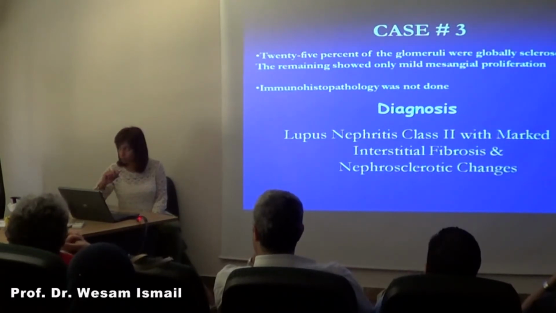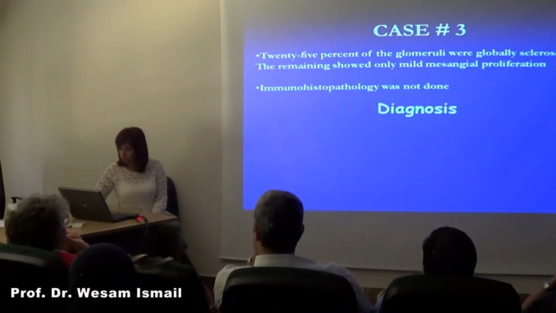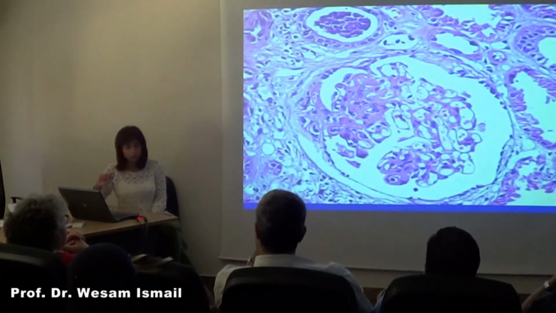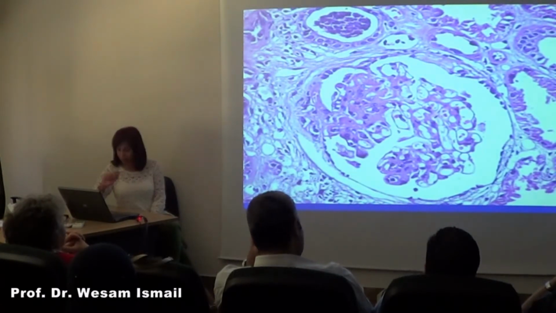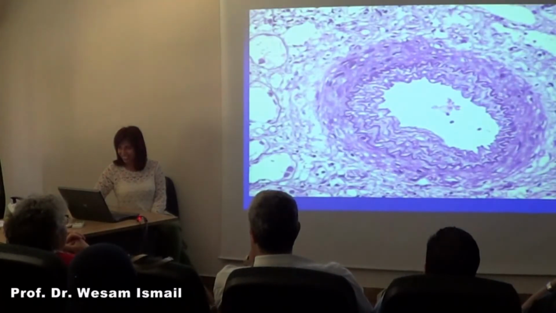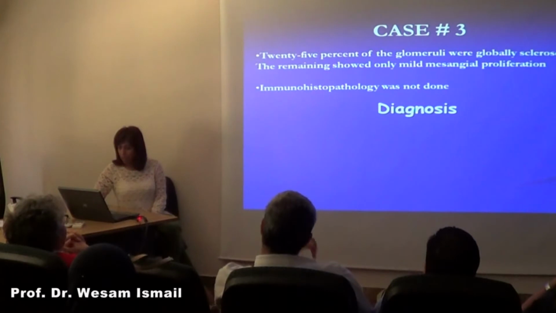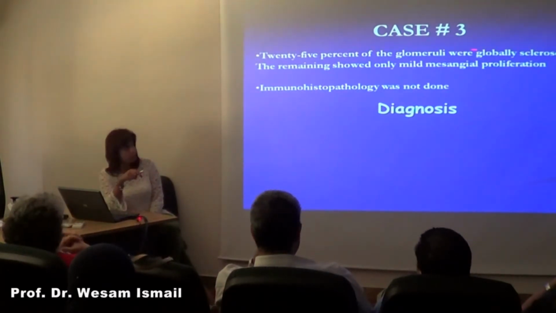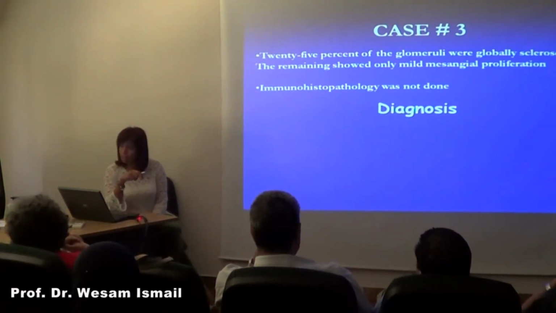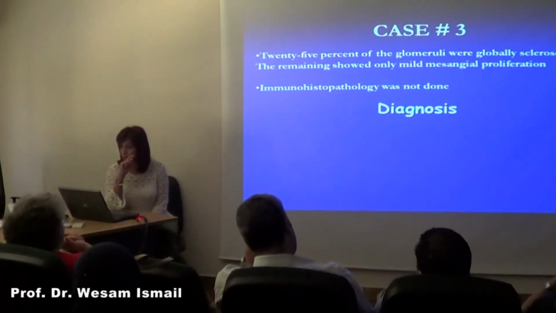She has no active features. That's the third biopsy. The sclerosis, because only 25% were sclerosed. For class 6 you need over 90%.